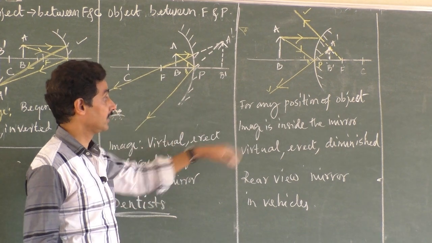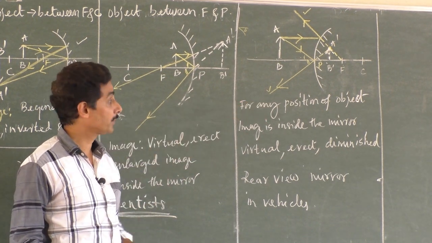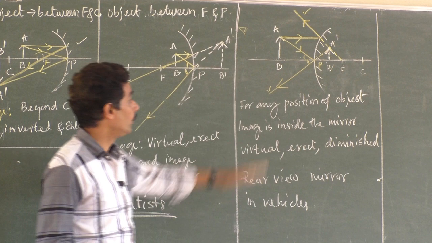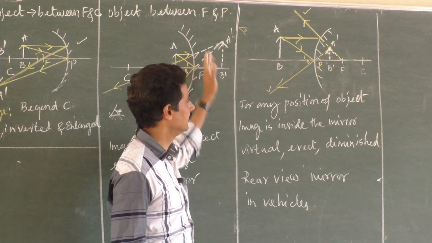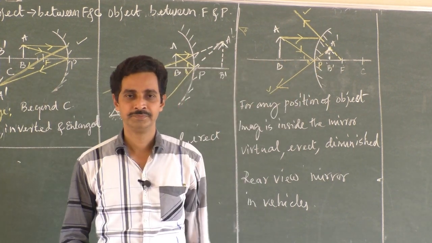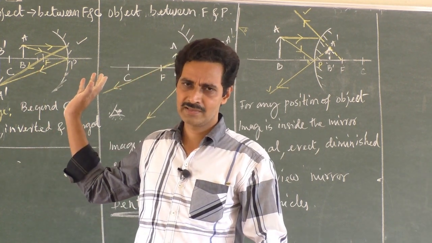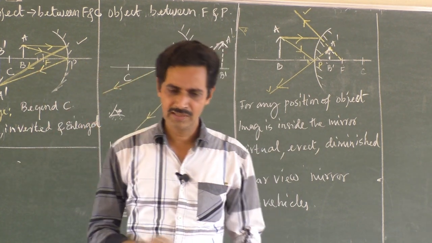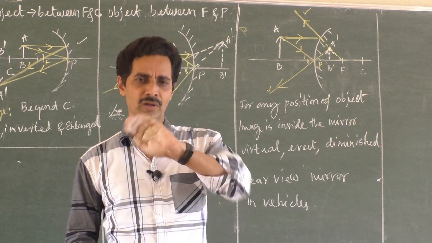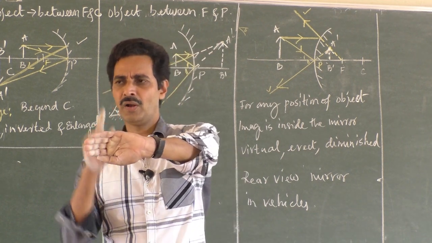So in order to avoid it, we use a convex mirror. Sir, what is the advantage of a convex mirror? Wherever the object is, we get the image inside the mirror. Always it is formed. Whether the bus is coming from a very long distance behind you, or whether it is very close, the image is formed inside the convex mirror. You may be able to identify all the objects.